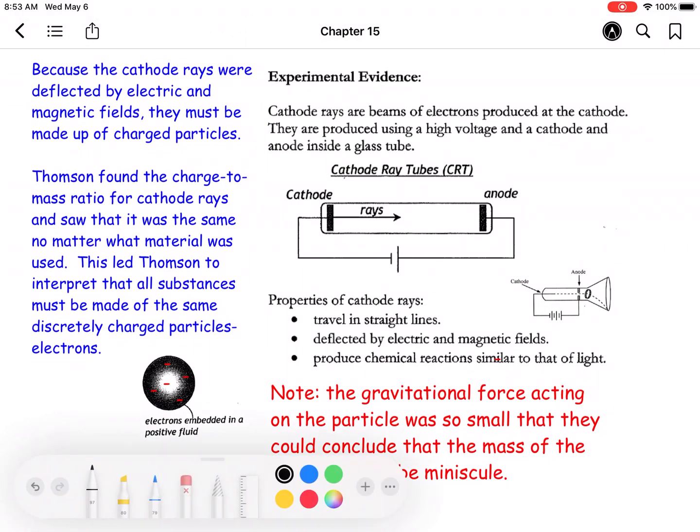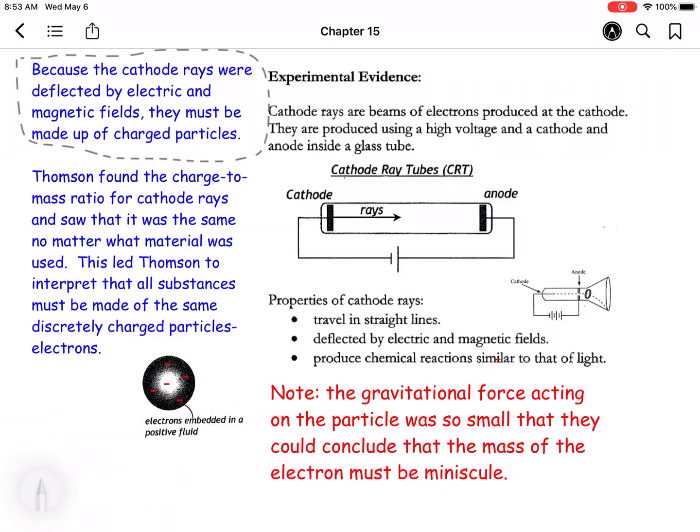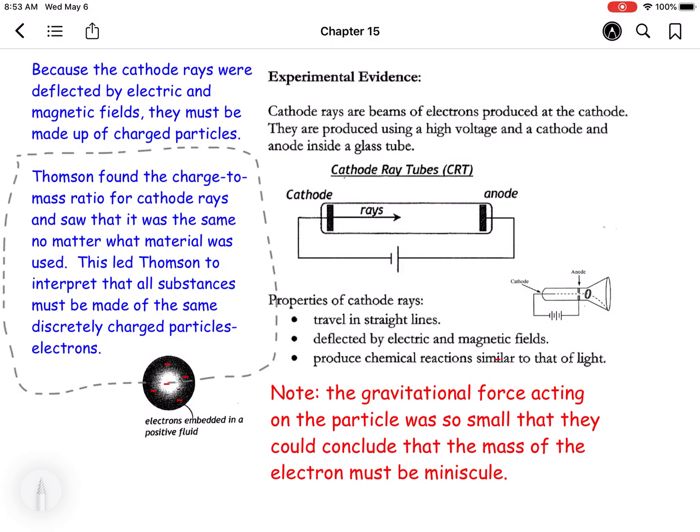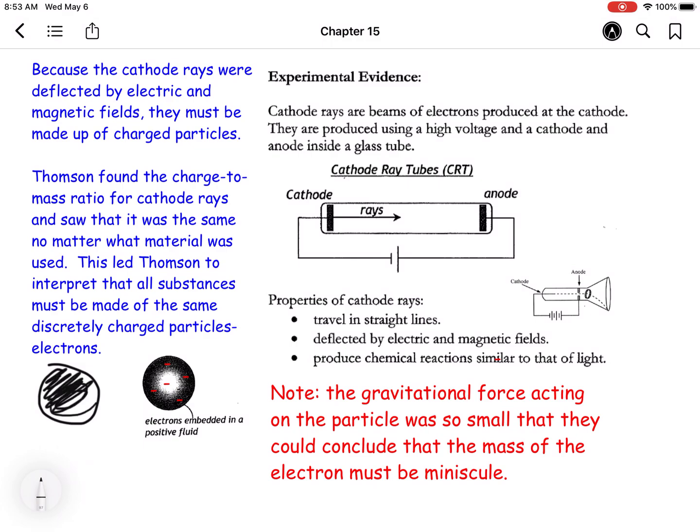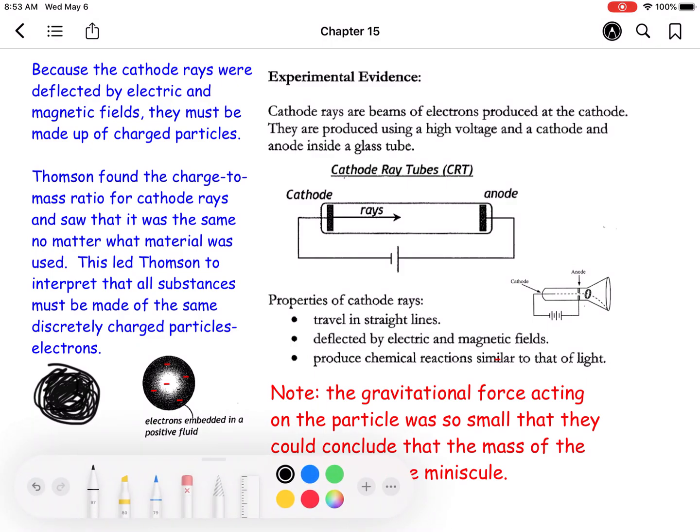Because cathode rays were deflected by electric and magnetic fields, they must be made up of charged particles. They have to be charged, of some type. Thomson found the charge to mass ratio of the cathode rays and saw it was the same no matter what. That was interesting, because the original model was just a ball. There's nothing inside, nothing outside, and the ball has no charge. What Thomson shows here is that it has to have some kind of charge.